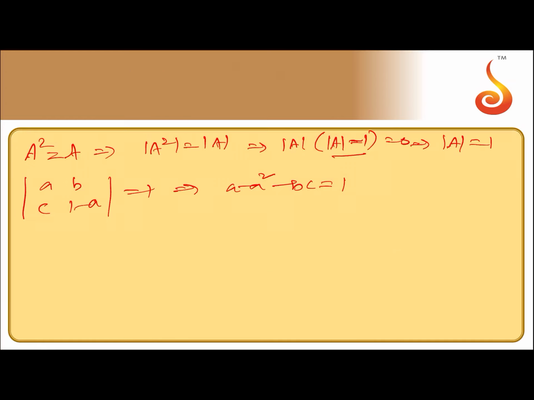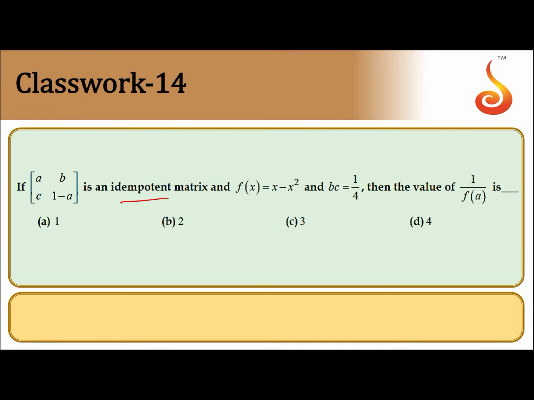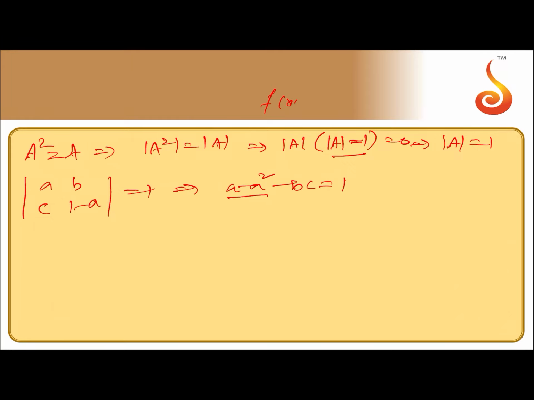There are two choices. If I take up det A equal to 1, then this is A minus A square. According to the function, f of x is equal to x minus x square, and therefore this is f of a. F of a is equal to BC, which is 1 by 4, plus 1, that is nothing but 5 by 4. So 1 by f of a is equal to 4 by 5.